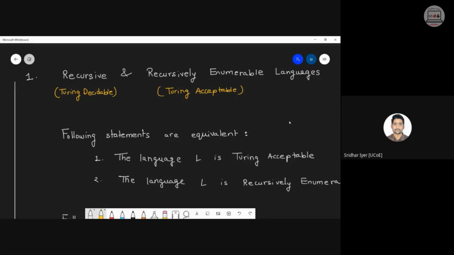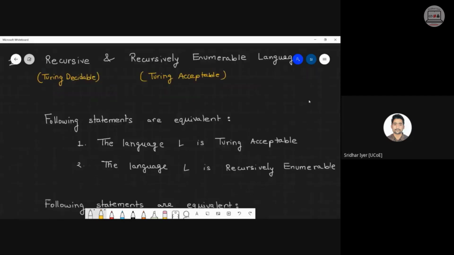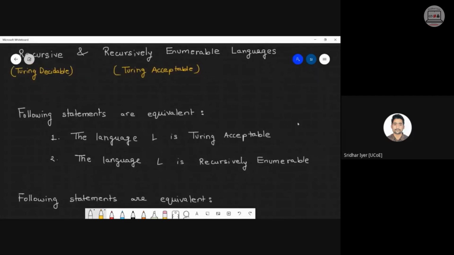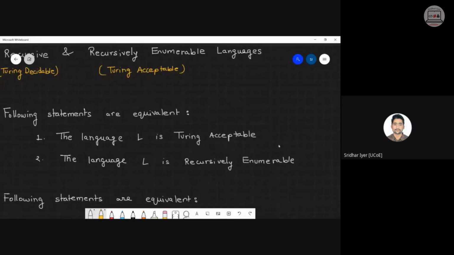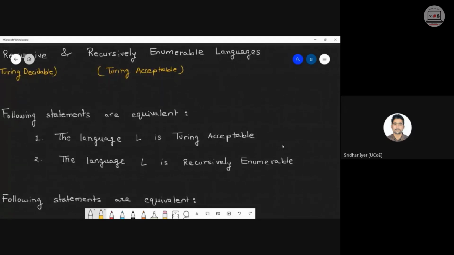Now, what are these two things? Let me clarify the terms over here. I'm starting with a recursively enumerable language. As you can see, the following statements are equivalent. I can say that if any language L is Turing acceptable, then that language is also recursively enumerable. Now, what are these things?